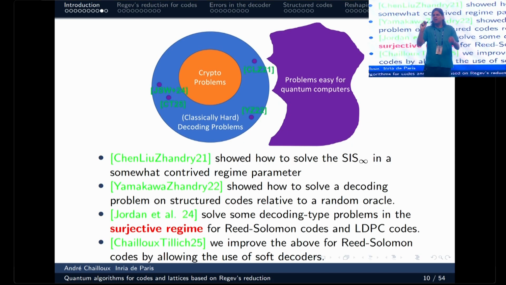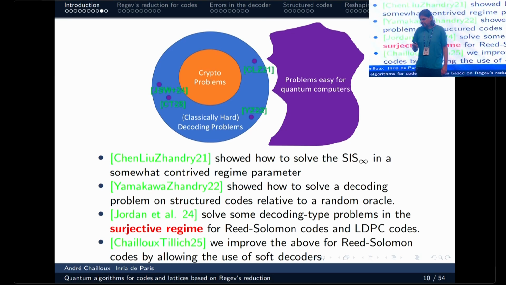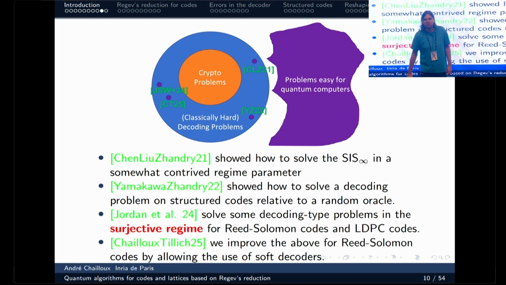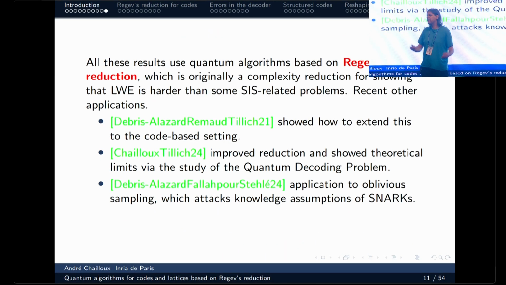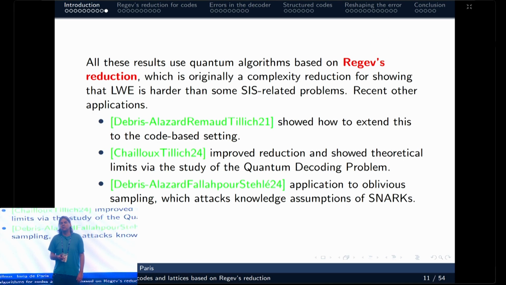So you have these little purple points that come in this blue region. So we're a little bit unhappy. And so what's going on? How is all of this done? All of these results basically use one family of quantum algorithms, which are based on Regev's reduction.